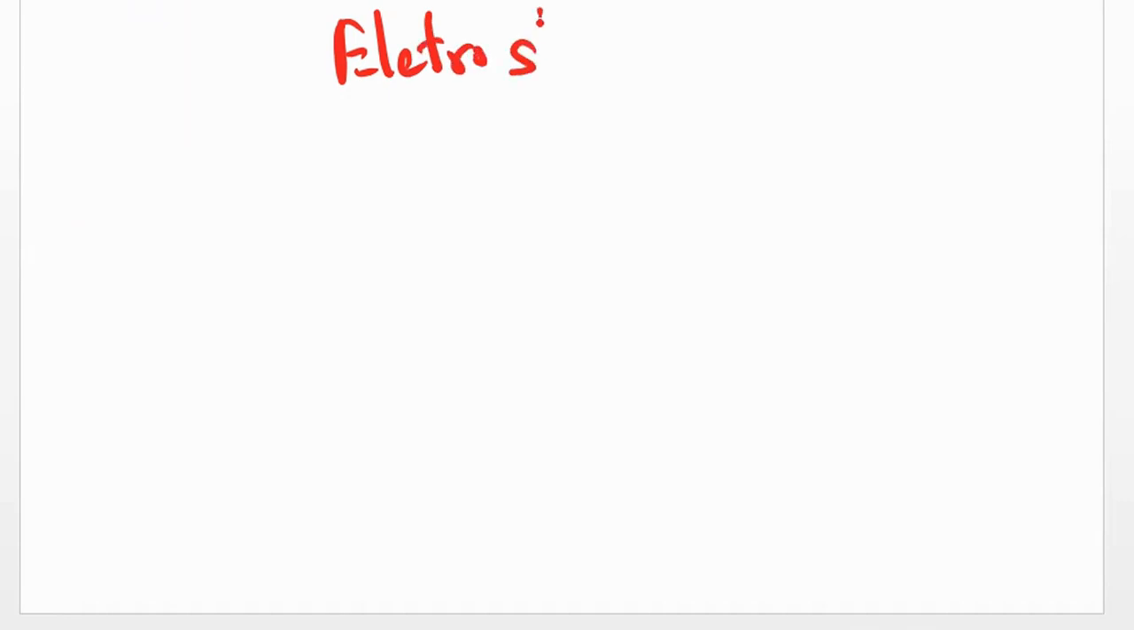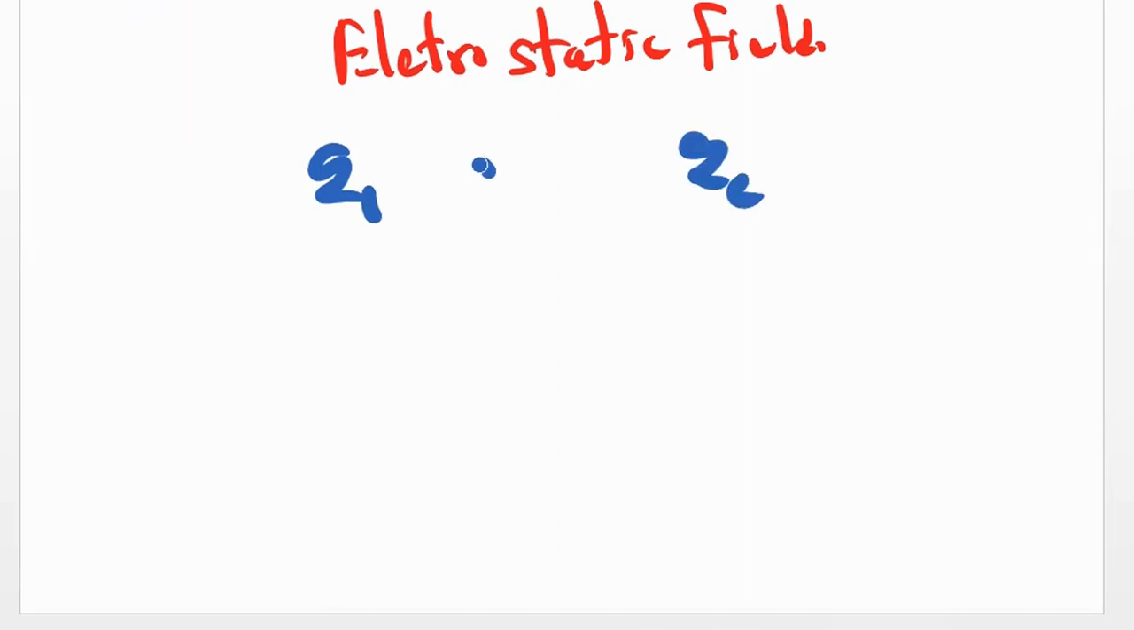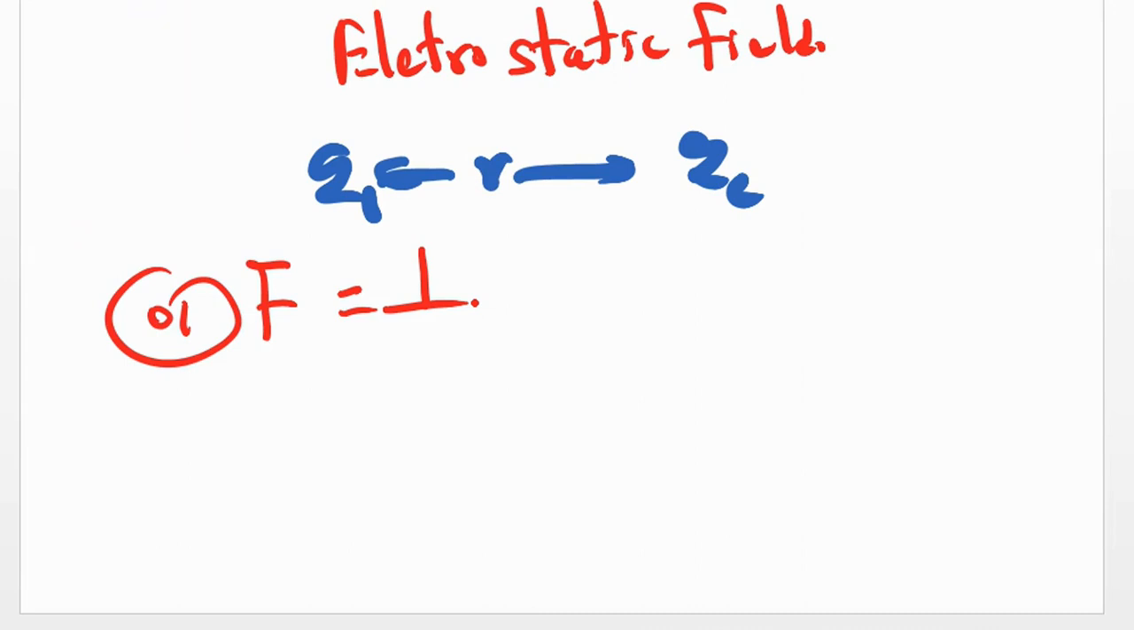Electrostatic field. Our first equation, two charges Q1 and Q2. The separation between them is R. So the force F, first equation, F equals 1 over 4 pi epsilon naught Q1 Q2 over R squared.